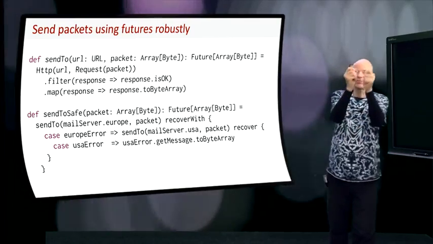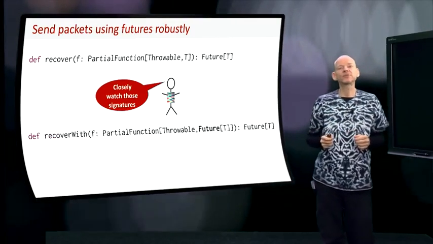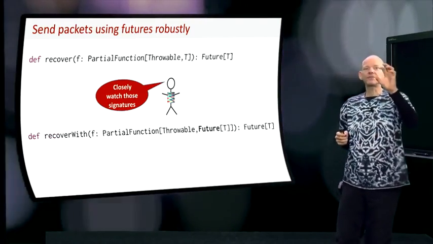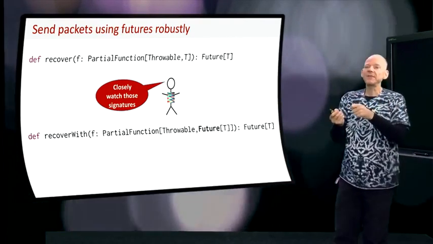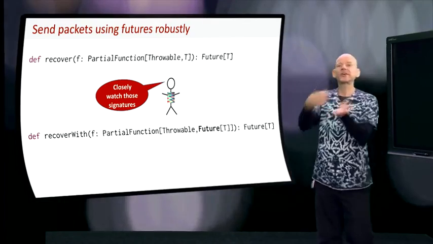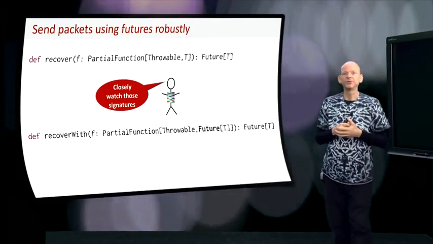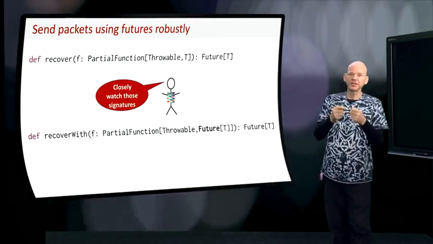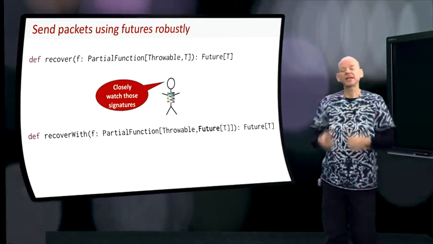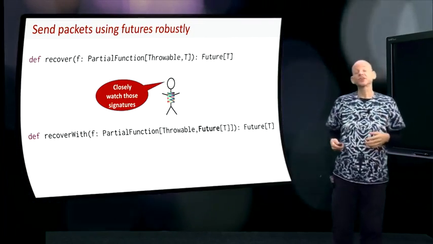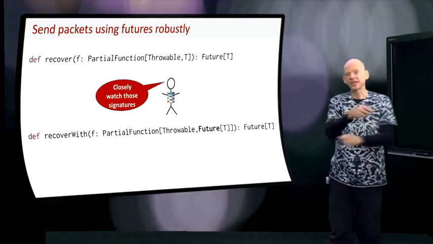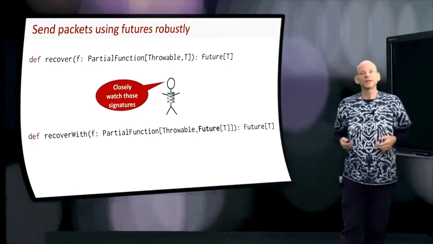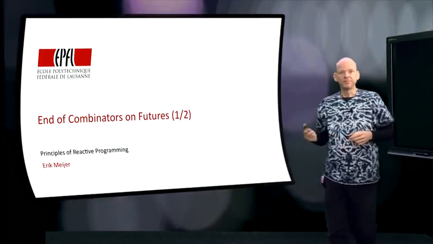But the thing here that I want to focus on is that recover and recoverWith are like the map and the flatMap, but for the error case of the future. So instead of getting the value, they get the exception, but the signatures are the same for the rest. So there's an error channel and a regular channel, and they have the same operators defined on them.